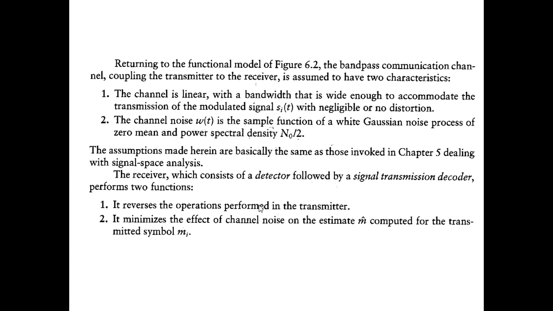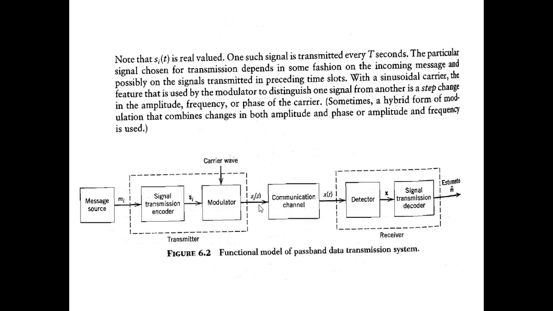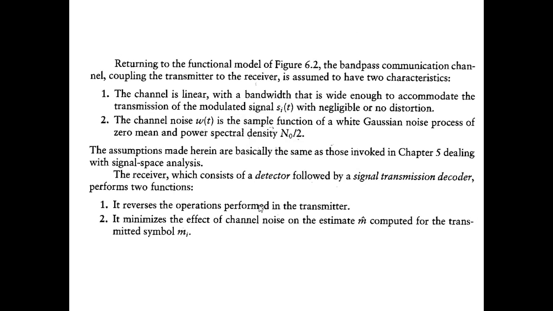The receiver, which consists of the detector and the signal transmission decoder following the transmitter, performs two functions. What is the function of the detector and signal transmission decoder? It reverses the operation performed by the transmitter, and it minimizes the effect of channel noise on the estimate M cap computed for the transmitted symbol mi. So this is our digital passband transmission channel model, and how the system works.